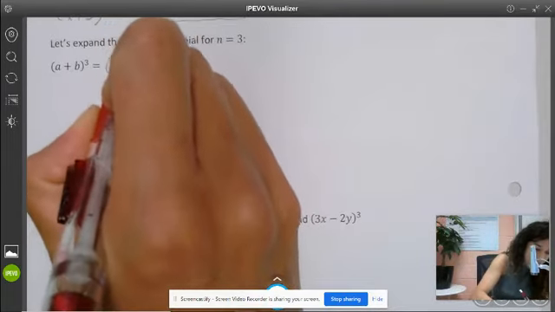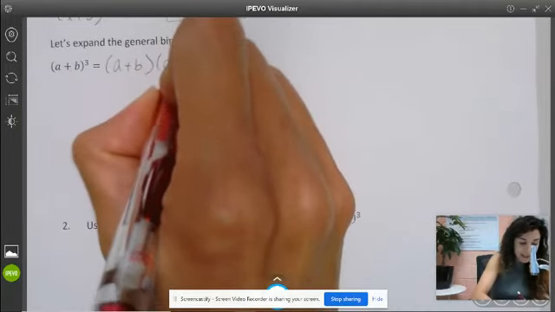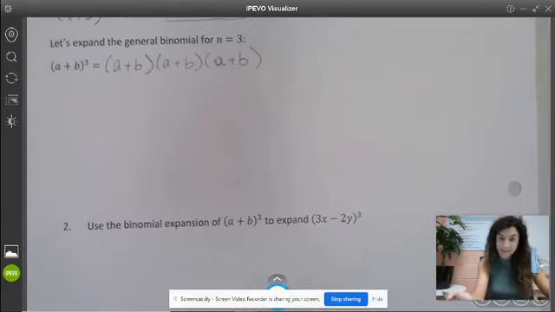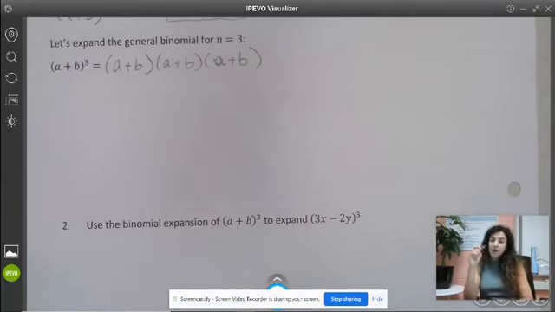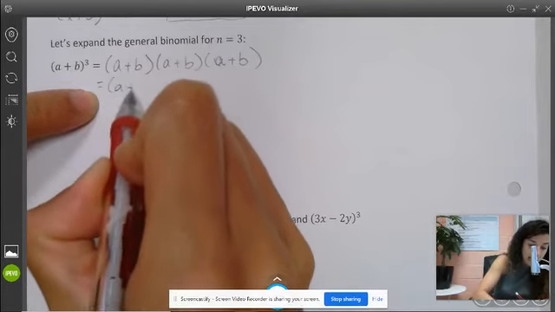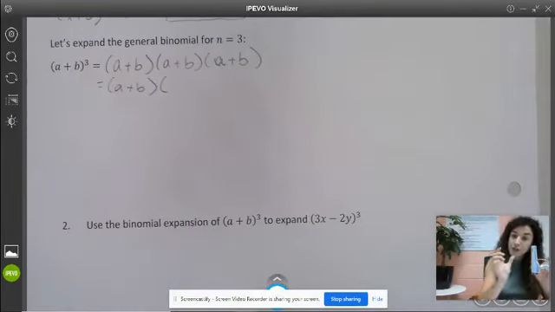So (a + b) cubed is (a + b) times (a + b) times (a + b). What I want you to do is distribute out this multiplication, this binomial expansion, and combine like terms. I'm going to leave the first guy as a plus b, and I'm going to try multiplying the last two terms now.